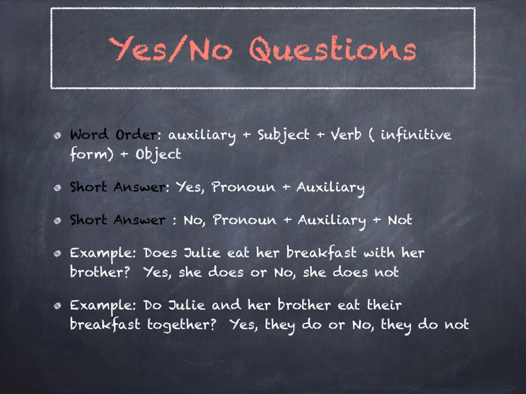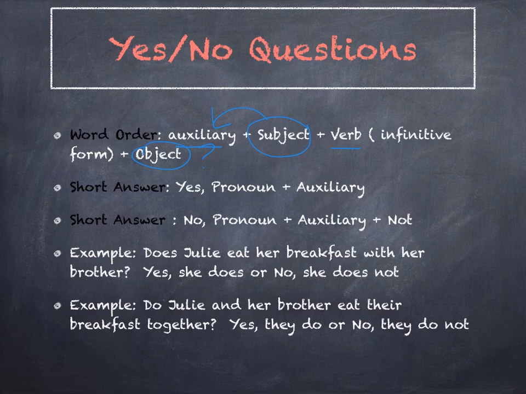Here's the word order. Now we have to place the auxiliary first. In the simple present, we remember that there are two choices. You either use do or does depending on the subject. The subject and the auxiliary must agree. Then I will use my main verb in the infinitive form and, if needed, an object.